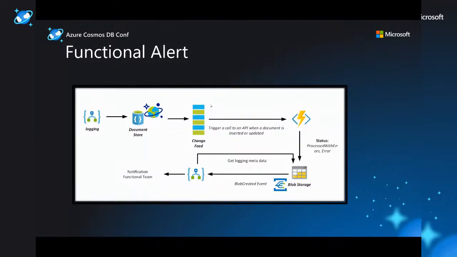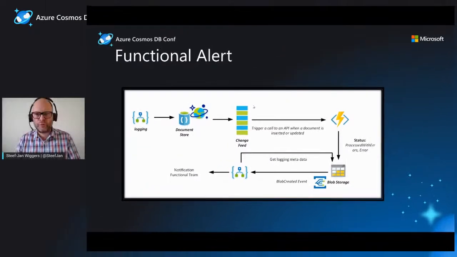What we also created was a functional alert, meaning that we also leveraged the change feed capability in Cosmos DB. So some of those events or loggings were information coming back from Dynamics indicating whether a job was filled or not. So it's kind of event sourcing, looking at the state of each of these processes: filled, processed with an error, or an error, meaning that we want to isolate the information, push it into a blob storage, leading to a blob created event, so leveraging Event Grid, getting all the metadata out and pushing that notification to the functional team.